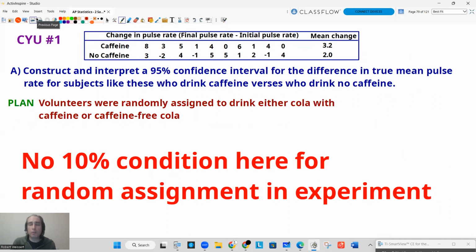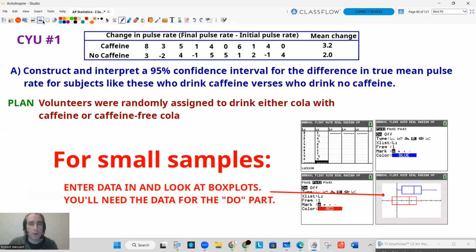And this is a controlled comparative experiment. We are taking volunteers. This is not a selection from a larger population, so we don't do the 10% condition here. Now, as far as the sample sizes go, they are small. We don't know if this population is normal, and we're not told that. And we're not dealing with 30 or more, so we can't say the sampling distribution is going to be normal because of the central limit theorem. So we do have to plot the data.